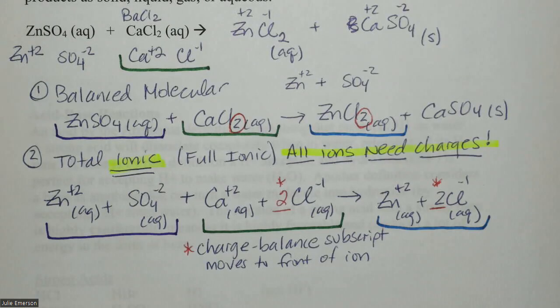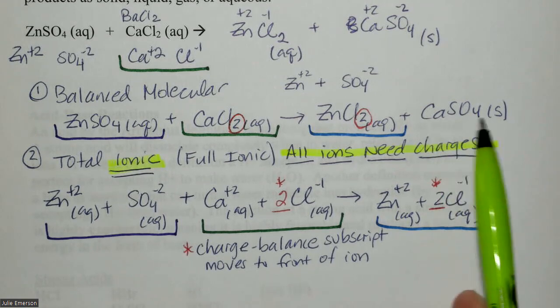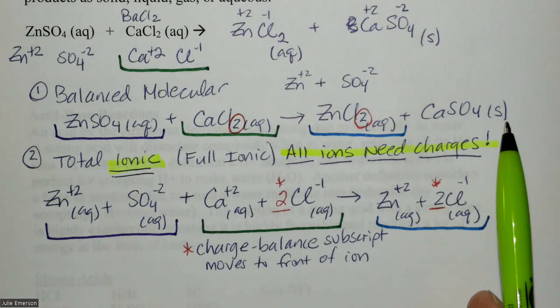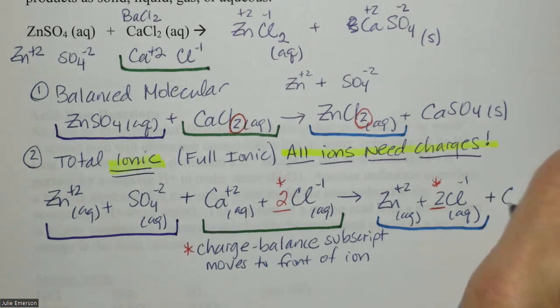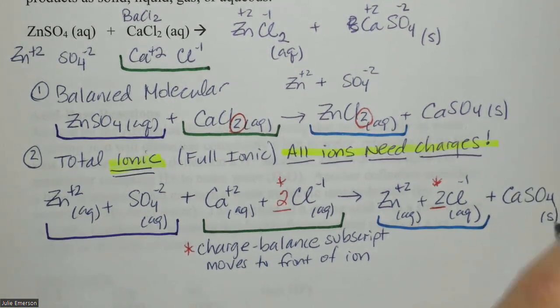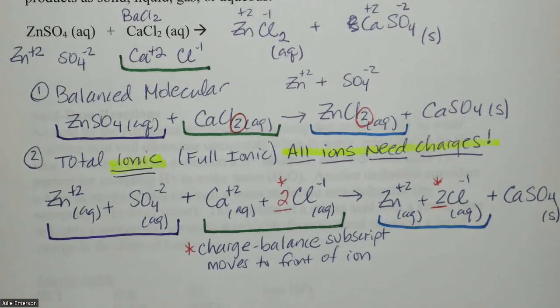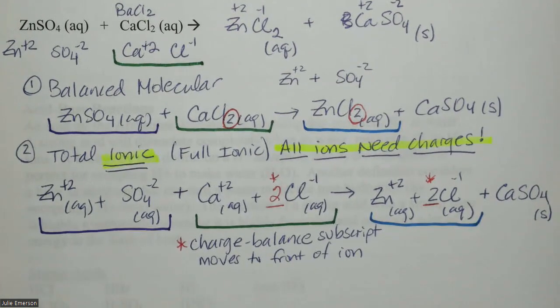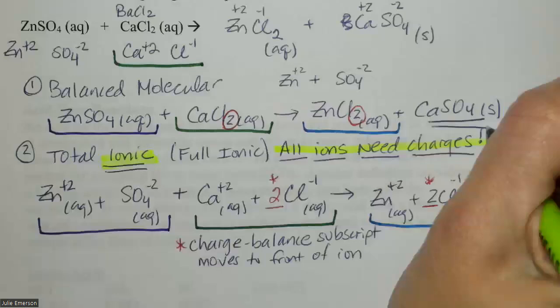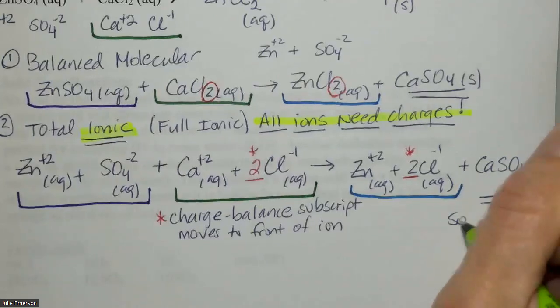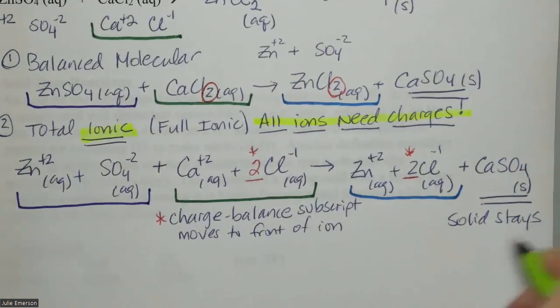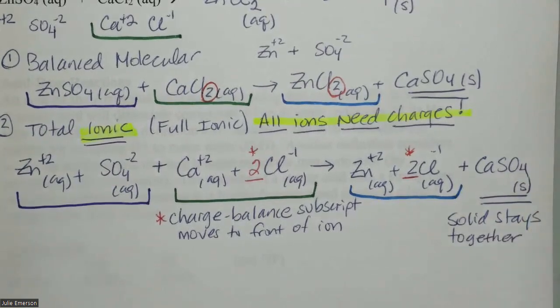And then my last substance in the equation is the calcium sulfate. Now that was the solid. So when that calcium and sulfate come together, they stick together. So the solid stays together. The solid you don't break up. Only the aqueous compounds do we break up. So your calcium sulfate stays the same. We don't change the solid. Little note here: solid stays together.